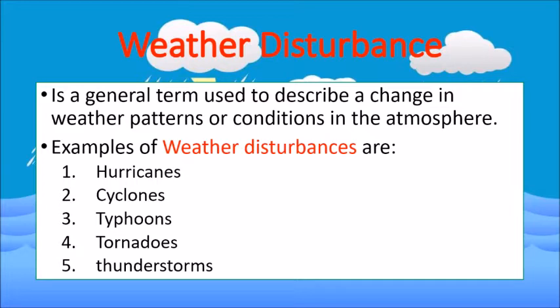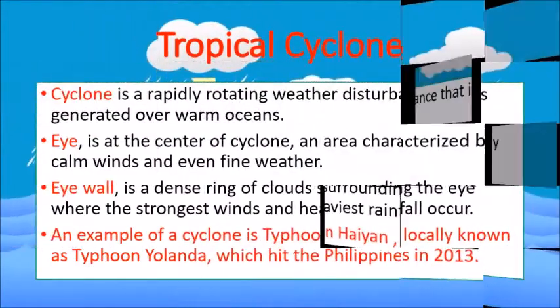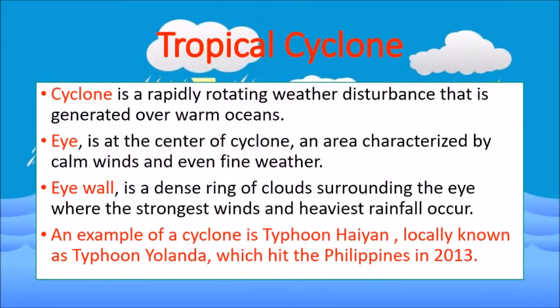In tropical regions of the southwestern Pacific Ocean, these weather disturbances are called cyclones. A tropical cyclone, or simply cyclone, is a rapidly rotating weather disturbance that is generated over warm oceans. It is characterized by low atmospheric pressure, which causes warm air and water vapor to rise, generating strong winds and heavy precipitation.